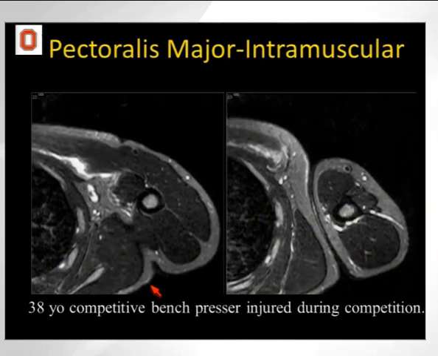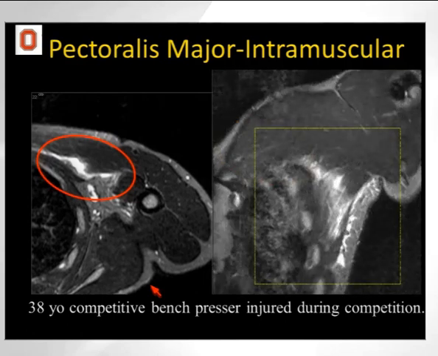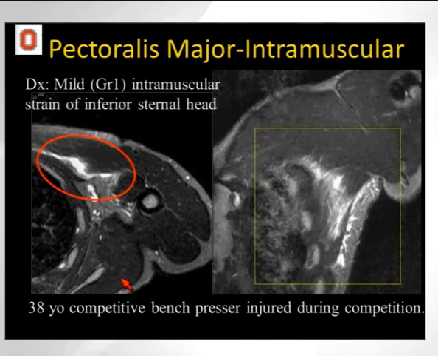So this patient was one of our weightlifters. He was a competitive bench presser. Persistent pain in his left chest, and notice that here we have interstitial edema in the inferior aspect of the sternal head. So this is very classic strain, grade 1 strain of the sternal head.